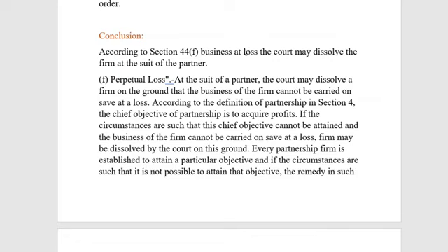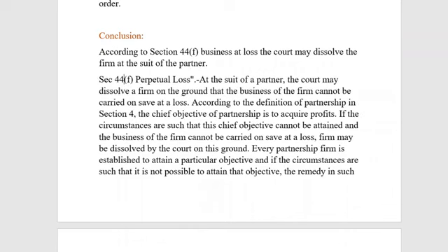According to section 44, business at a loss, the court may dissolve the firm at the suit of the partner. This is the conclusion. Here, perpetual loss, that is under section 44F, the aspect of perpetual loss has been given. At the suit of a partner, the court may dissolve a firm on the ground that the business of the firm cannot be carried on save at a loss.